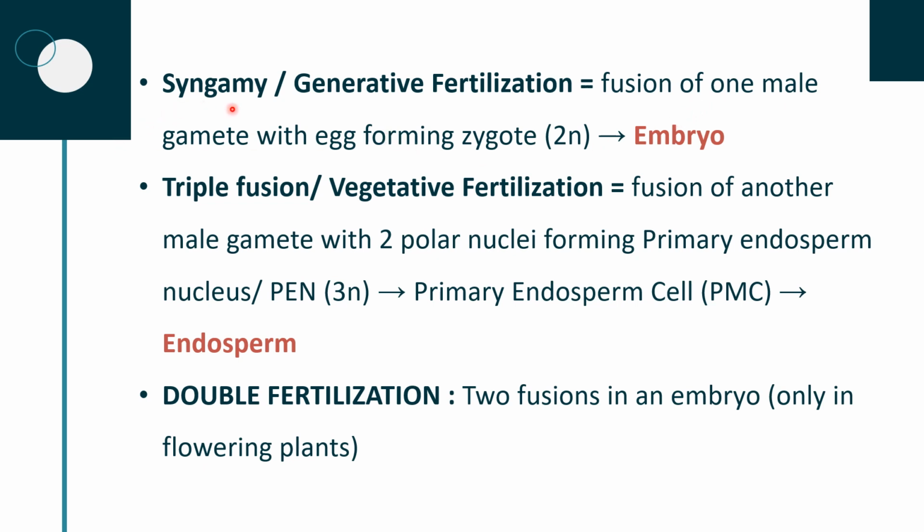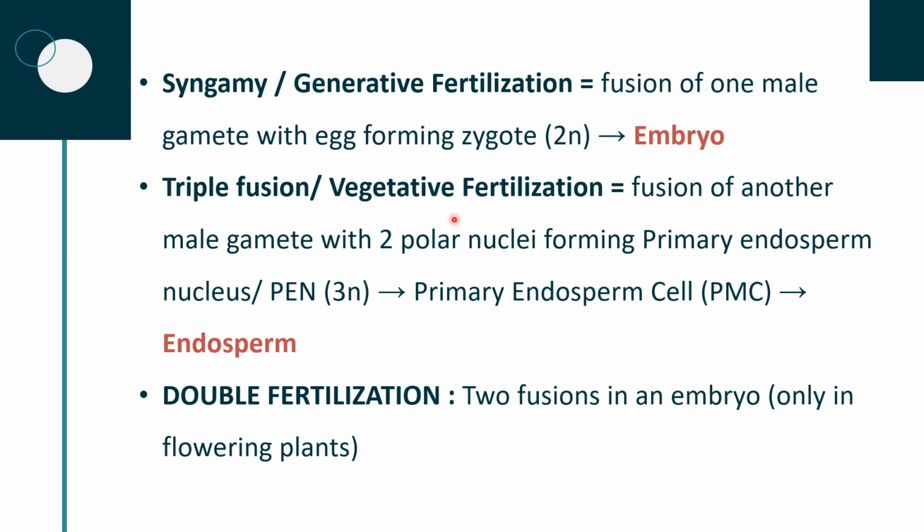One is syngamy, where fusion of one male gamete takes place with the egg cell forming a zygote, which is diploid in nature. This zygote develops into the embryo. The process of syngamy is also known as generative fertilization in case of plants. The second event is triple fusion, where two polar nuclei fuse with a male gamete. This forms the primary endosperm nucleus, which is triploid in nature. This further develops into the primary endosperm cell and then into the endosperm. This type of fusion is also known as vegetative fertilization in case of plants.